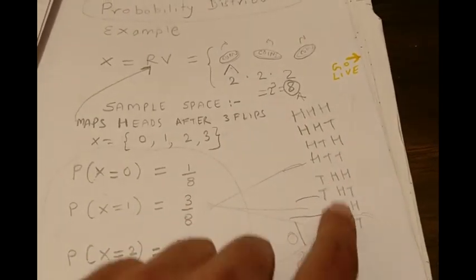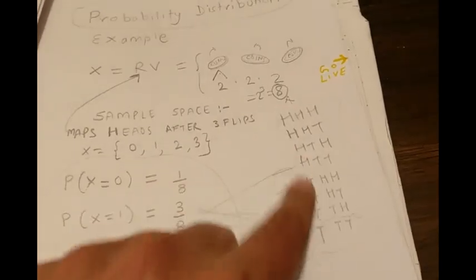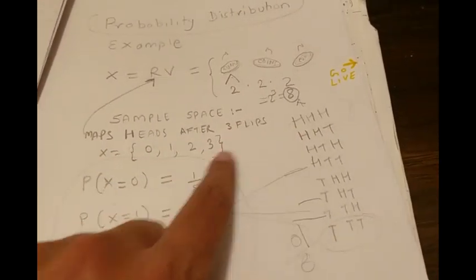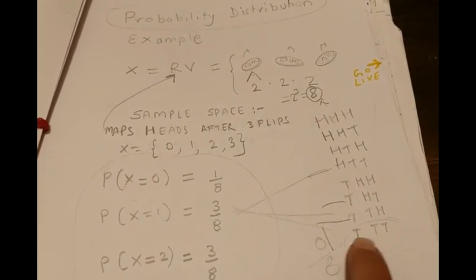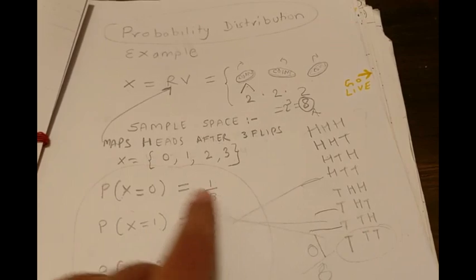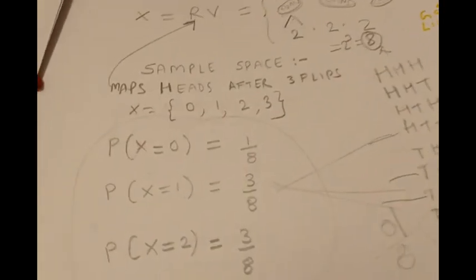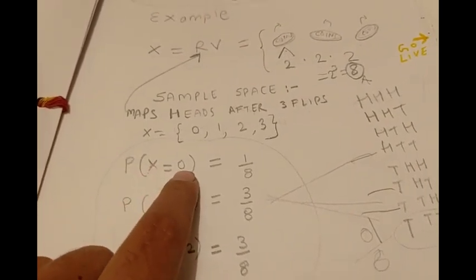These are all the possible events that can happen, and we want to map the number of heads. The number of heads can be 0 when all three flips result in a tail, or the number of heads can be 1, 2 and 3. So what is the probability of the random variable x taking the value 0?